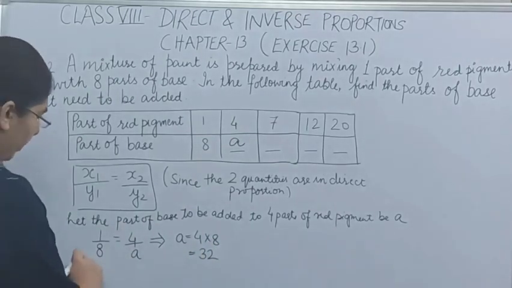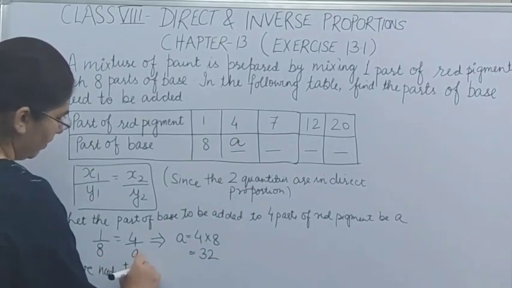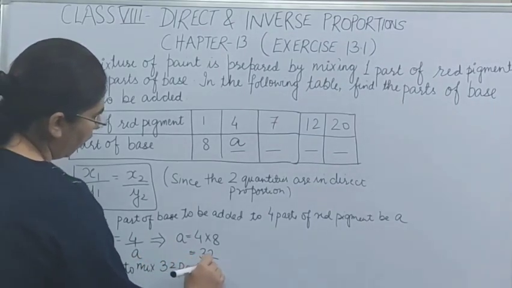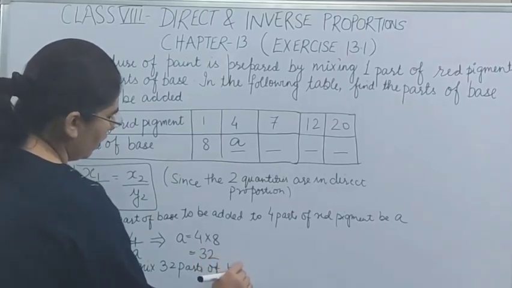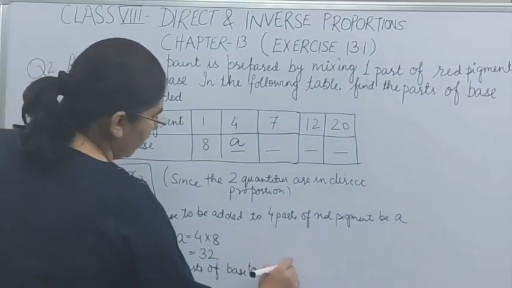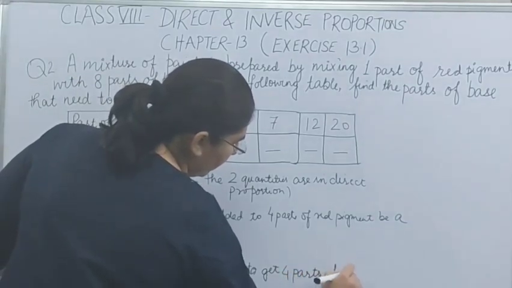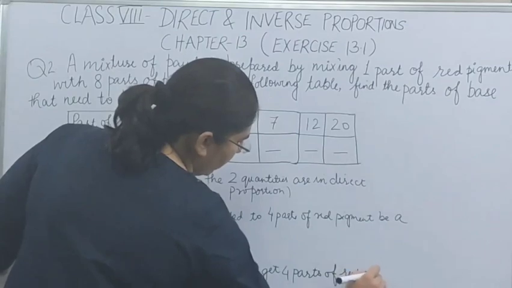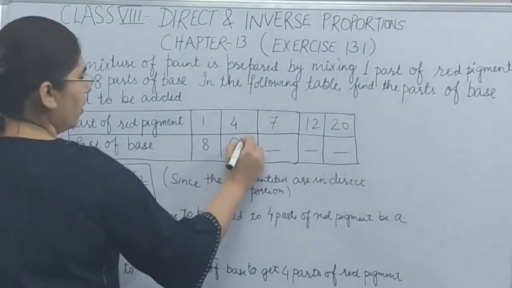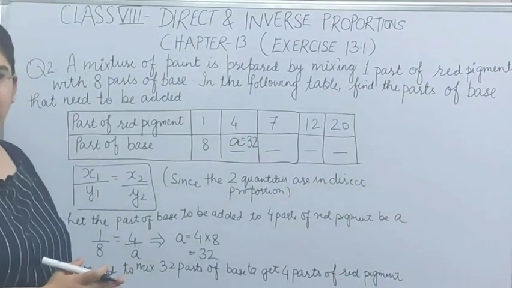Therefore, we need to mix 32 parts of base to get 4 parts of red pigment, right? So, A now becomes equal to 32. Is this first part understood by all?